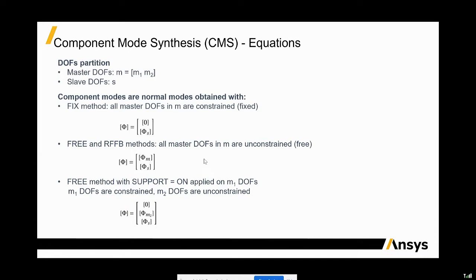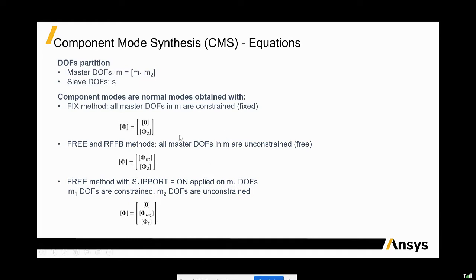In the free and RFFB methods, all the master degrees of freedom are unconstrained. So both M1 and M2 are unconstrained, right? And then in the free method with support on, we're basically saying that the M1 degrees of freedom are constrained and M2 are unconstrained. So we've got two sets in there, and that's what allows us to do what we need to do.